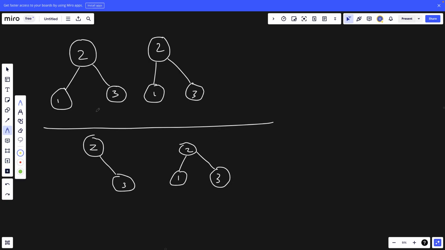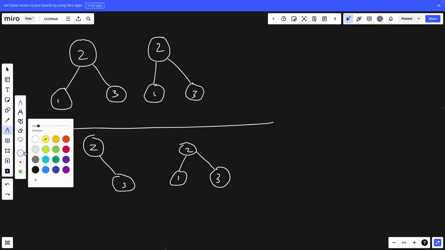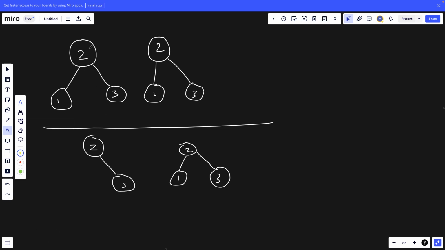So let's go here. I have a couple of examples for this. Say these two trees, they are structurally same. They have one node, there are two leaves, and their values are same. Then this is an example in which they are structurally different. One of them has only one leaf, the other has two leaves.